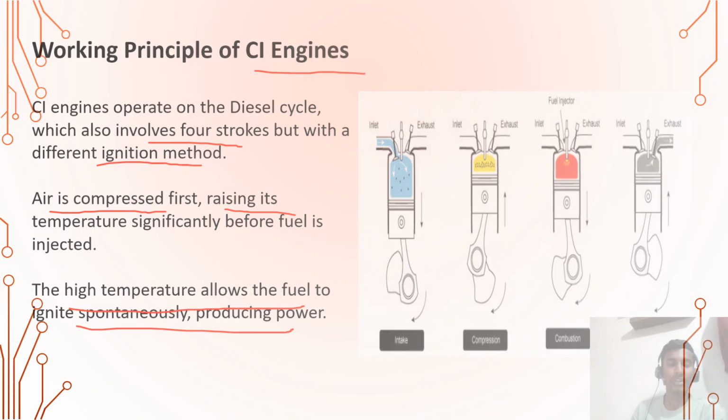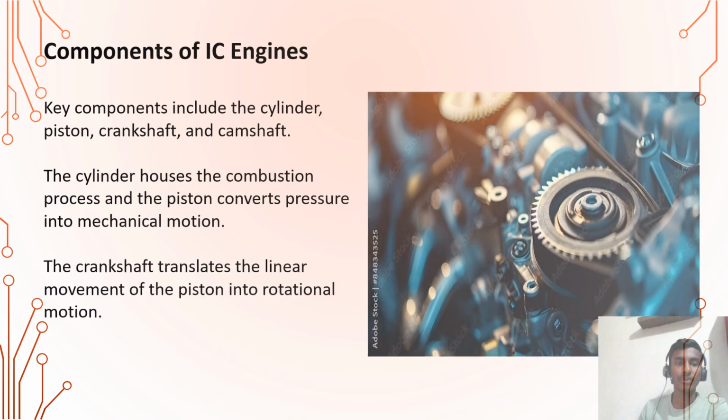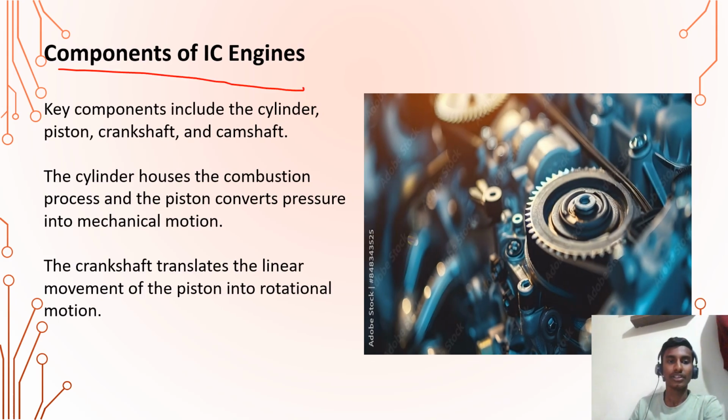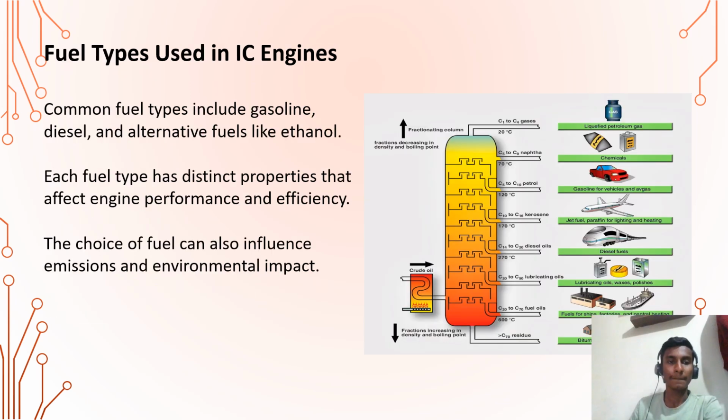Components of IC engines. Key components include cylinder, piston, crankshaft, and camshaft. The cylinder houses the combustion process and the piston converts pressure into mechanical motion. The crankshaft translates the linear movement of the piston into rotational motion, which helps in the motion of the wheels and motion of the vehicle.